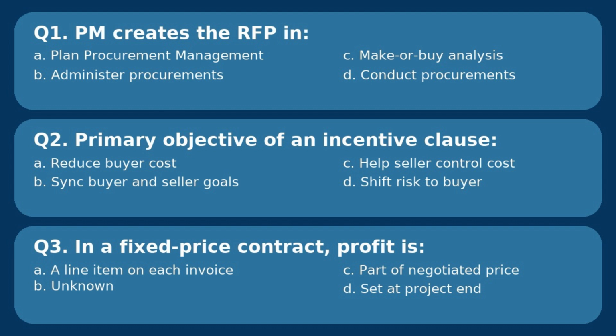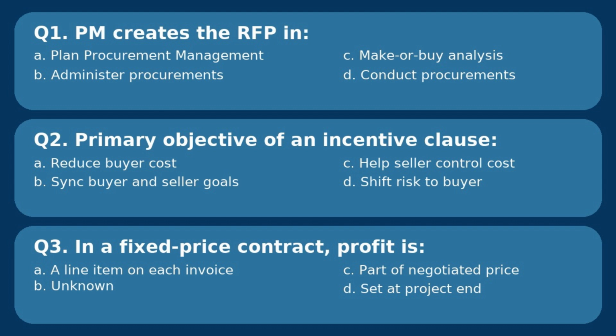Other options are wrong. Separate line item on every invoice, that is more like a cost reimbursable contract. Unknown, that's not the answer. It was negotiated even if the buyer can't see the exact split. Determined at project end, that will be a different arrangement, not a standard fixed price. Fixed price means fixed profit, which is pre-built. Cost reimbursable, you see it or calculate it. Incentive or award fee is what you earn.